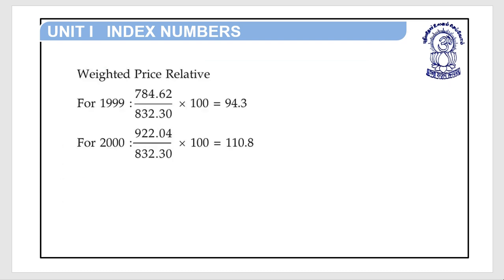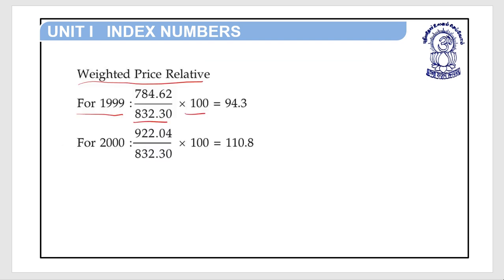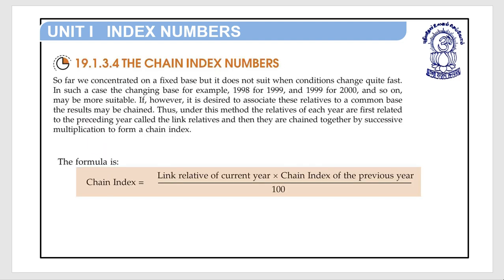Now the weighted price relatives for 1999: 784.62 upon 832.30, multiplied with 100, is equal to 94.3. For 2000, the same: 922.04 total divided by 832.30 into 100 is equal to 110.8.